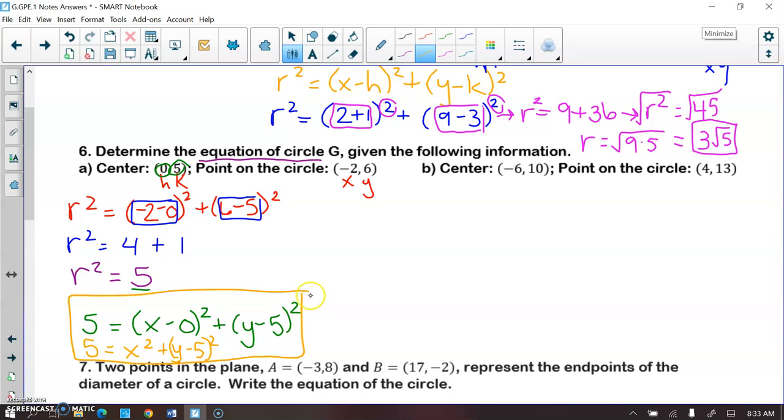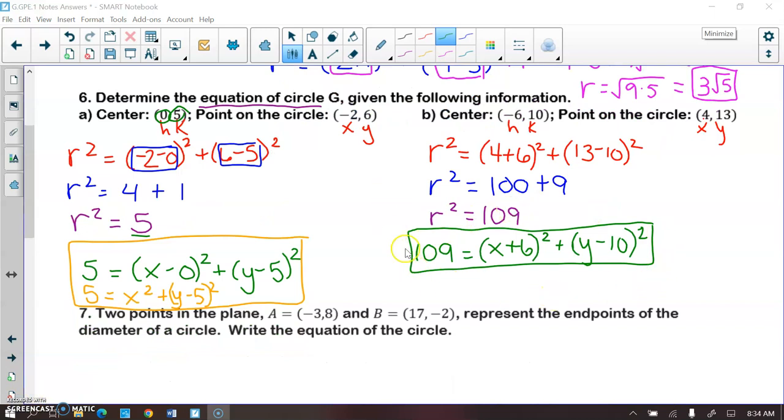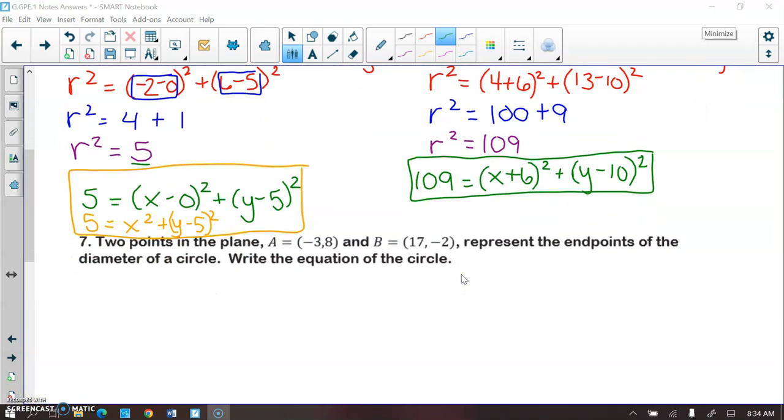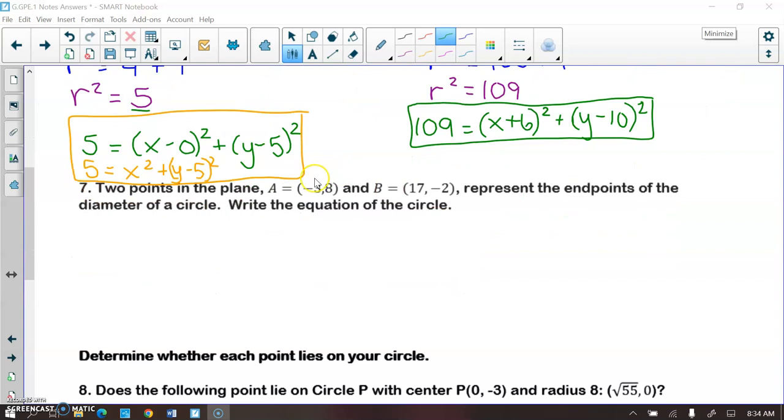All right, I'm going to have you pause the video and try B on your own. All right, so this is your equation for number 10. Number 7 says we have 2 points on the circle, and these represent the endpoints of our diameter, and we're going to write the equation of our circle.